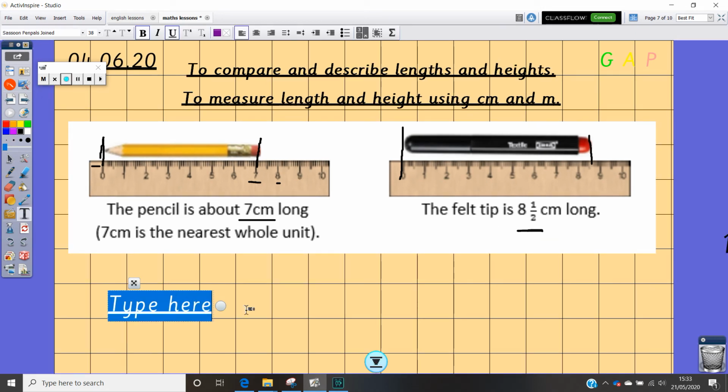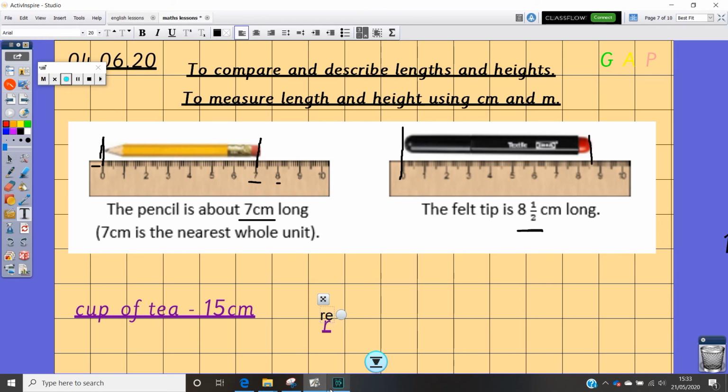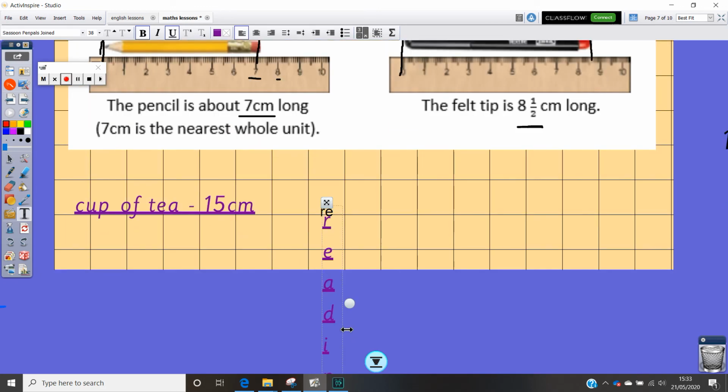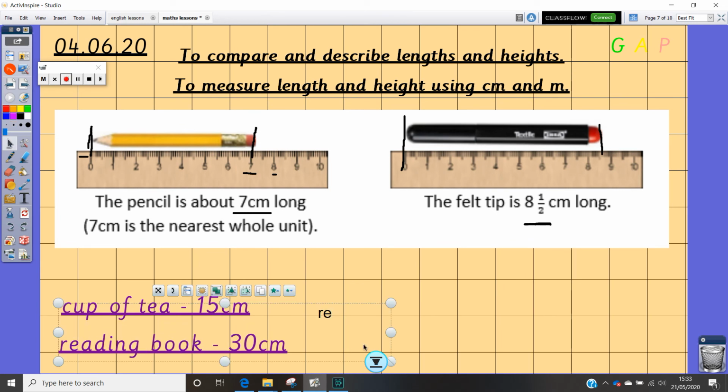So if I was to measure my cup of tea, for example, which is sat next to me, I'm going to measure the height of my cup of tea, and it's 15 centimetres tall. So that's what I would write in my book. Then if I was to measure my reading book, I would measure it at 30 centimetres, for example, and I would then put that into my maths book underneath. So have a really good go and see how you get on at choosing lots of different objects from around your house. Just remember, you need to stay safe whilst you are doing it.